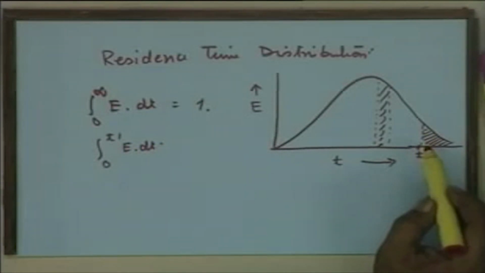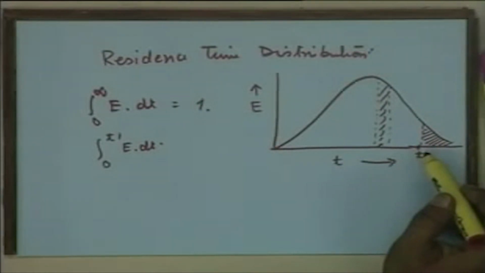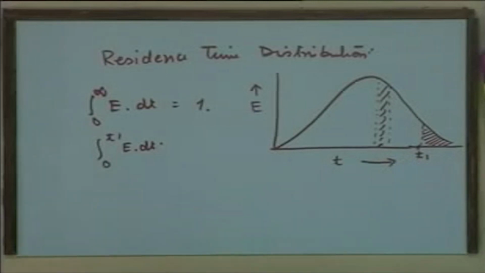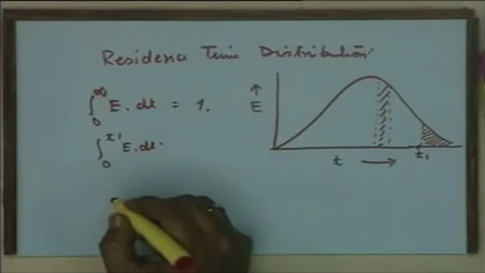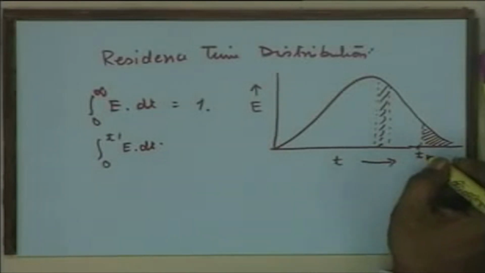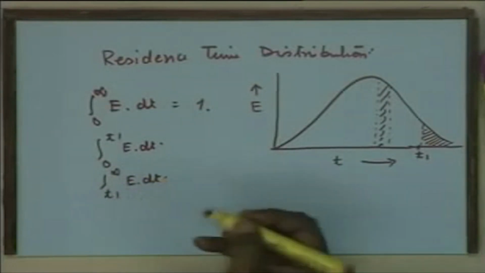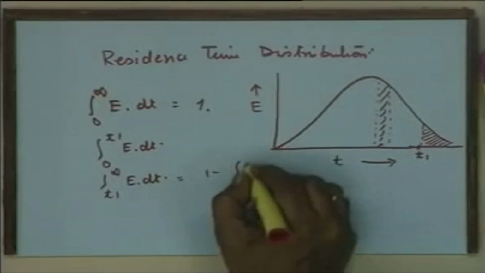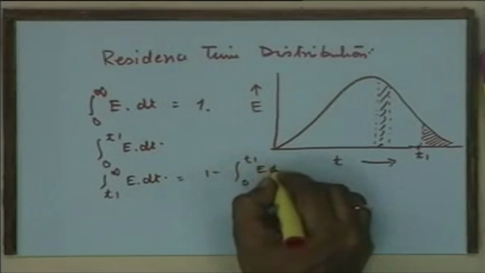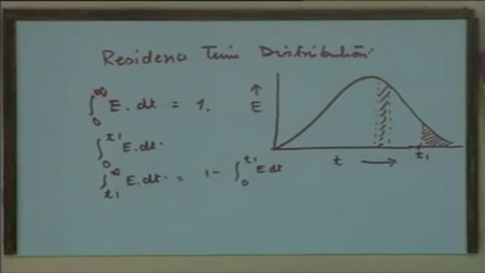The fraction of the exit stream which has an age younger than t1. Age means essentially the time spent by an element of the fluid in the reactor vessel. On the other hand, the fraction of the exit stream which is older than t1 will be the integral from t1 to infinity of E dt, or obviously this will be 1 minus the integral from 0 to t1 of E dt, because the total from 0 to infinity is 1.